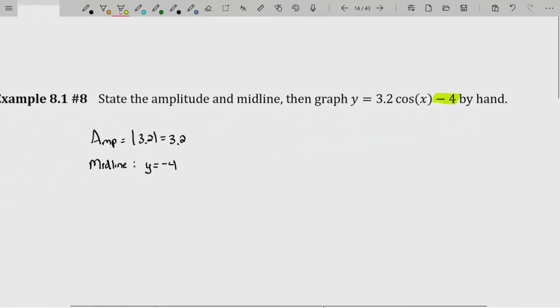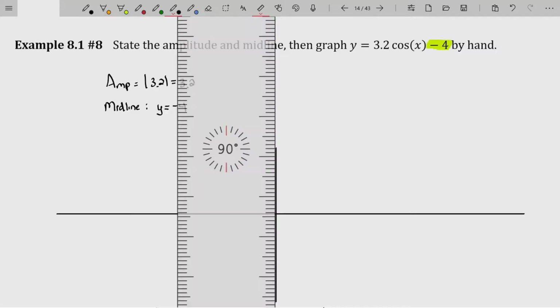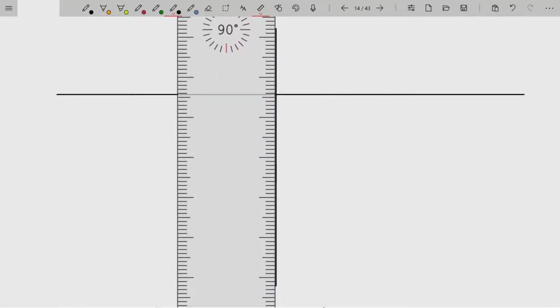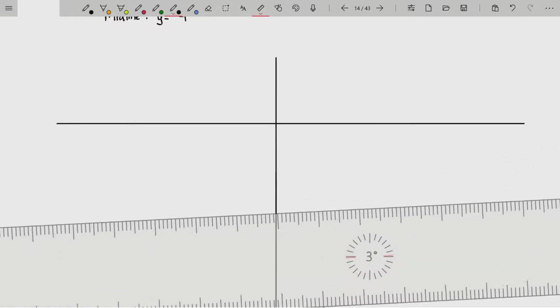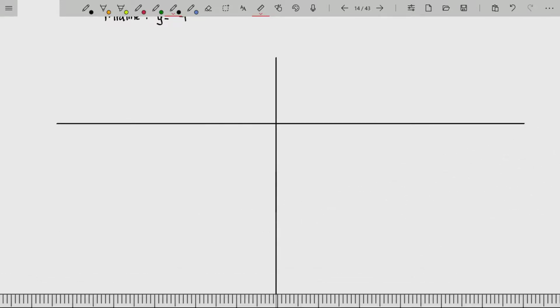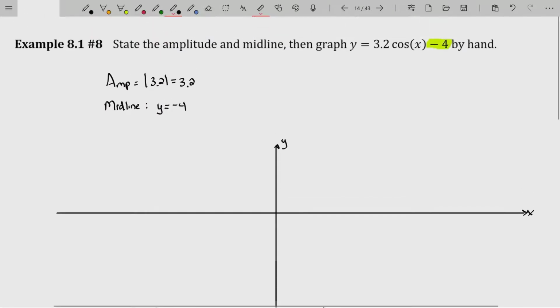And then graph that function by hand. Now this one I will actually use a ruler for. And since my midline is 4 units down, I'm just going to make this y-axis a little bit lower there. And not only that, but I'm going to move this ruler down a little bit and we'll kind of leave it off screen until I need it. So here's the x-axis, here's the y-axis. And we're graphing the regular old cosine.